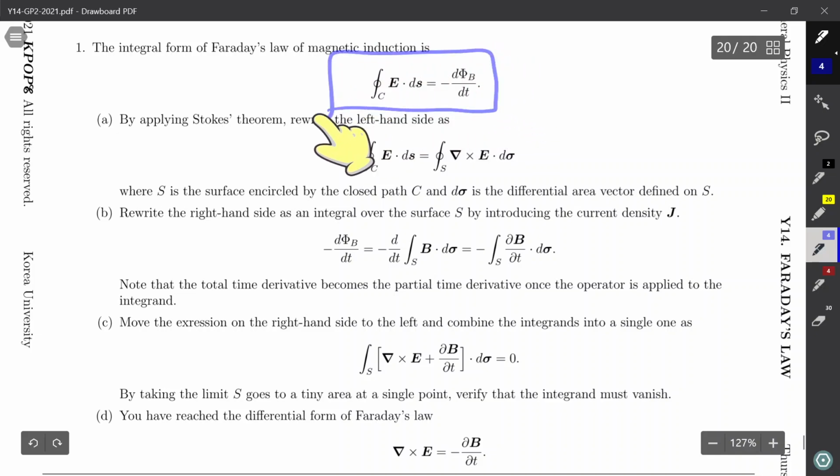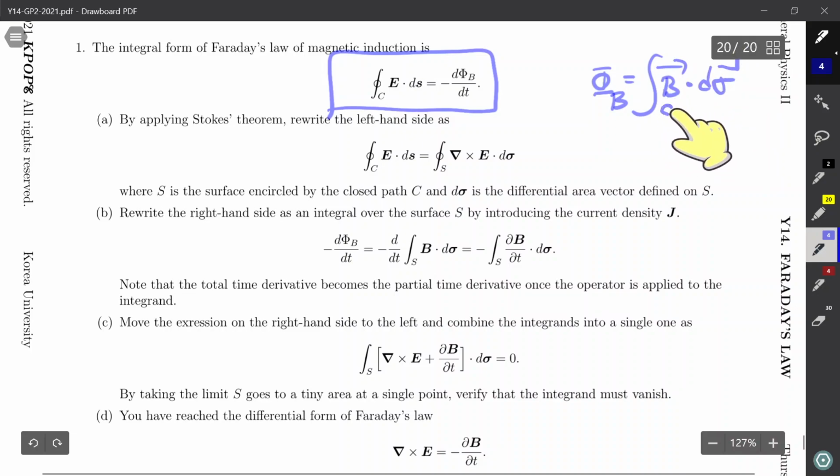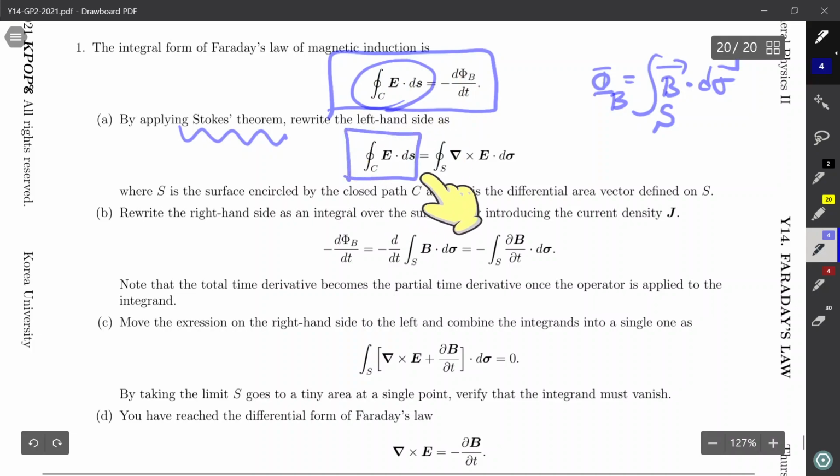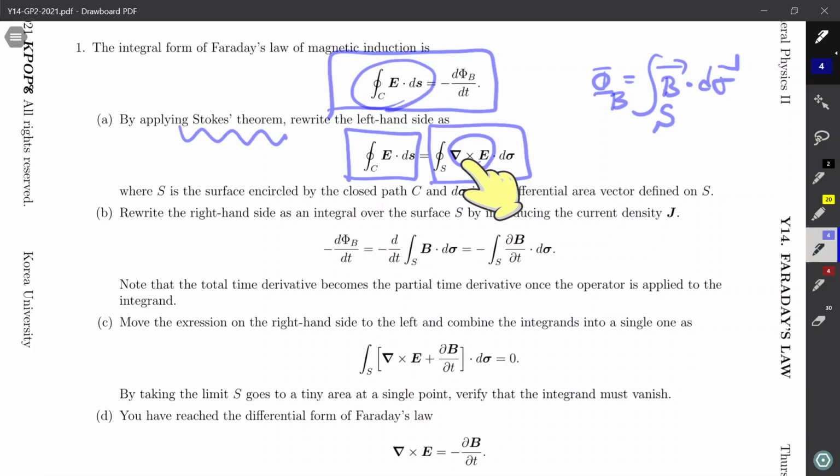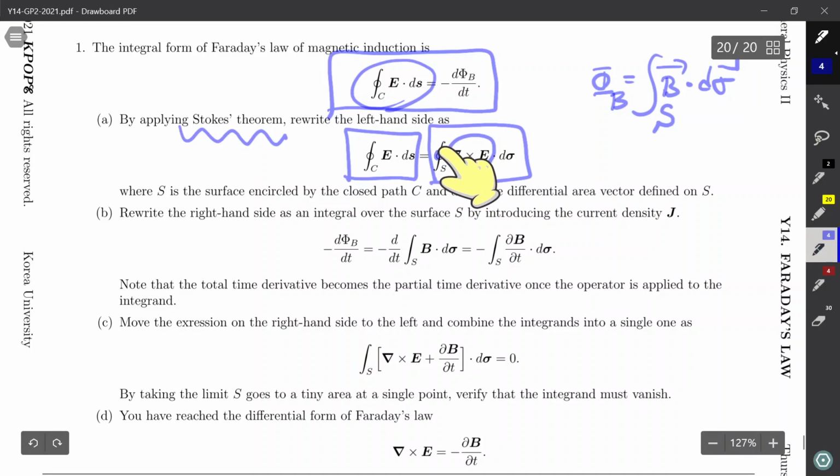Finally, Faraday's law is written in the form, and magnetic flux is the sum of magnetic flux elements, and we used Stokes' theorem to rewrite this line integral into a surface integral as a curl. Now this surface, this isn't wrong, it's just a surface integral.